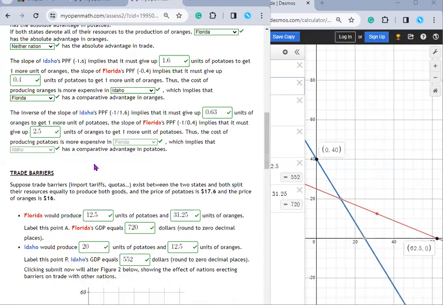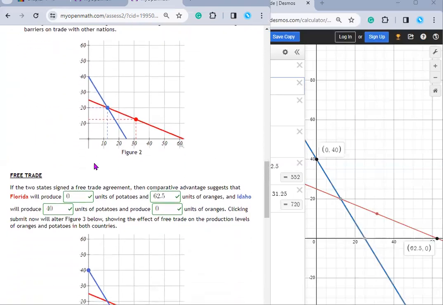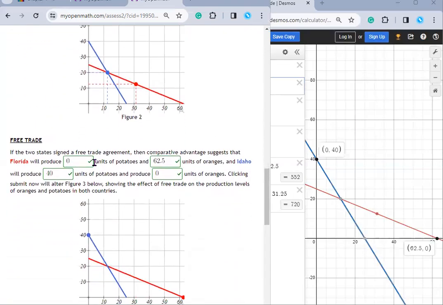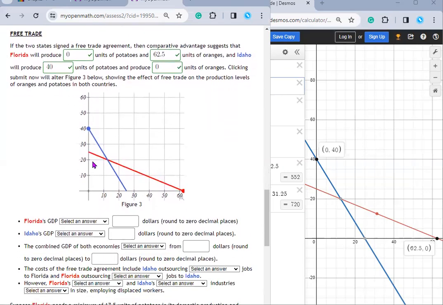Again, LeBron James has a comparative advantage in basketball, right? So he plays basketball. He doesn't need to play economics, right? He has that massive comparative advantage in basketball.